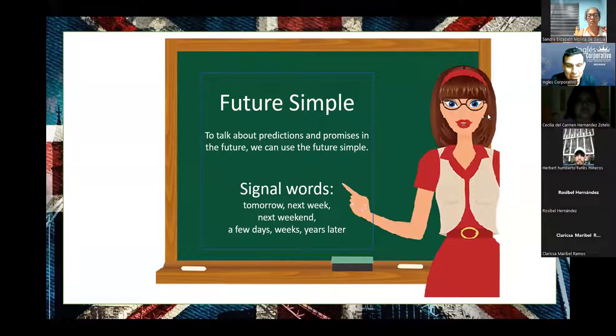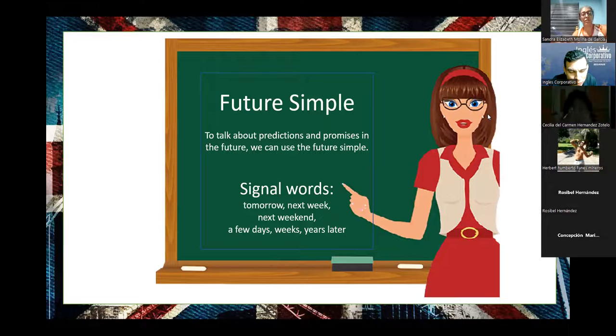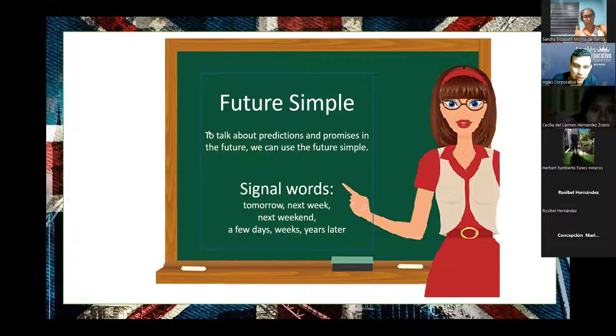que significa mañana. Next week, siguiente semana. Next weekend, el siguiente fin de semana. A few days, en pocos días. Weeks, semanas. Years later, años después. One more time. Some words that will help you to recognize that you are talking in future are the following. For example, tomorrow, next week, next weekend, a few days, weeks, years later, next month, next day. All right, those words will help you to see in what tense you are talking. Eso les va a ayudar a saber en qué tiempo gramatical están hablando.